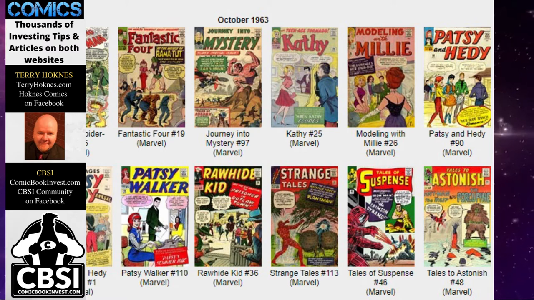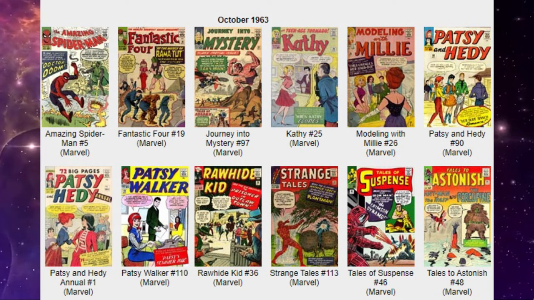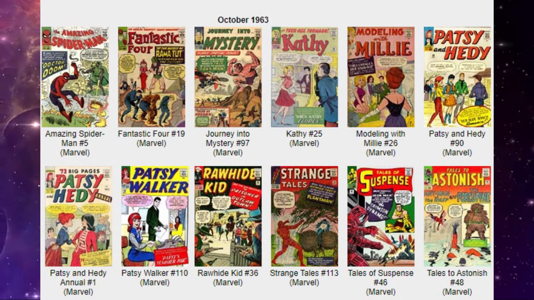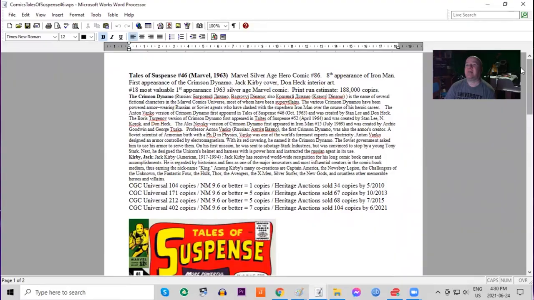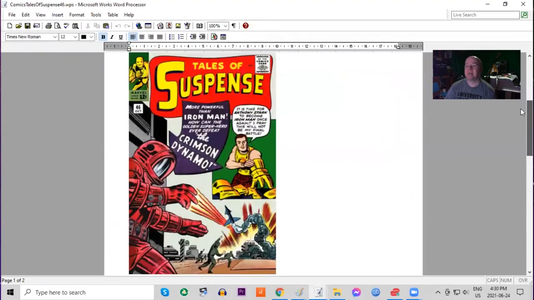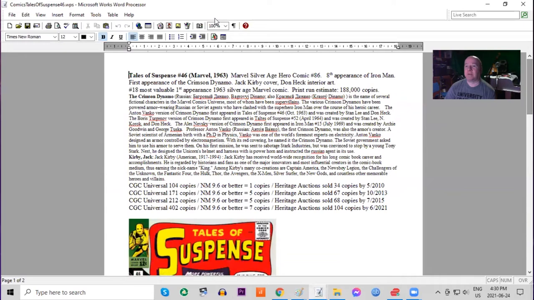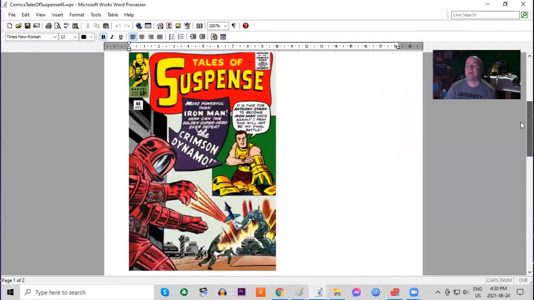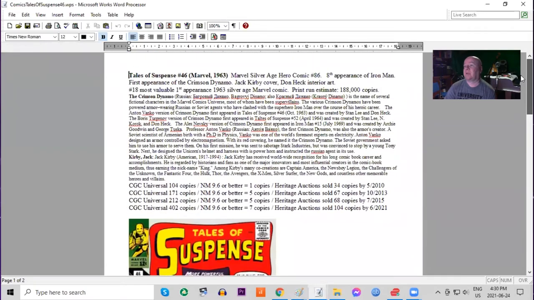Next on our list, Tales of Suspense 46. This is the 8th appearance of Iron Man. And this book is more importantly known as the first appearance of the Crimson Dynamo. They were even featured in a song by Paul McCartney called Magneto and Titanium Man in 1975. Jack Kirby cover artwork, Don Heck interior art.